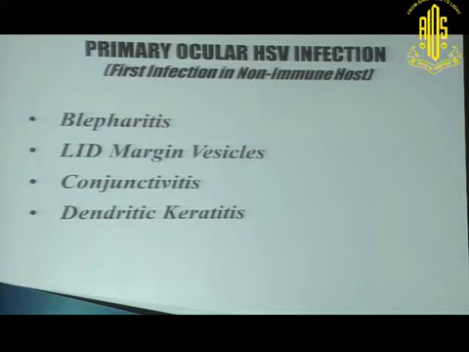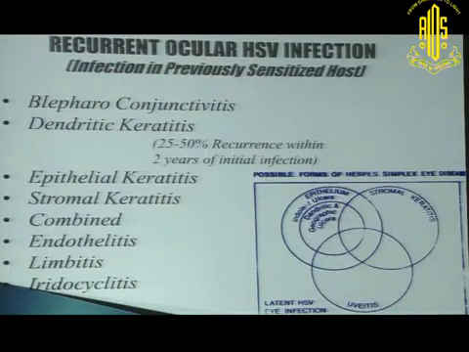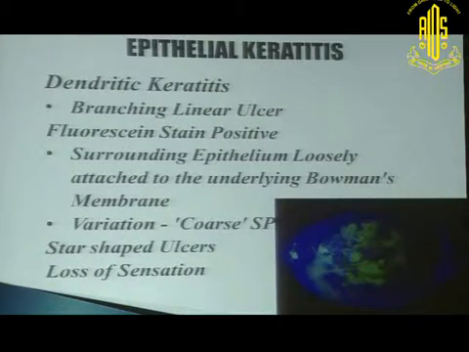Primary HSV infection is when we get the first infection in a non-immune host, which may be in the form of blepharitis, conjunctivitis, or a dendritic keratitis. Recurrent ocular HSV infection is infection in a previously sensitized host, which may be in the form of blepharoconjunctivitis, dendritic keratitis, epithelial keratitis, stromal keratitis, combined forms, endothelitis, limbitis, and iridocyclitis. It's very important to differentiate which layer of the cornea is affected in viral keratitis, because treatment changes accordingly.